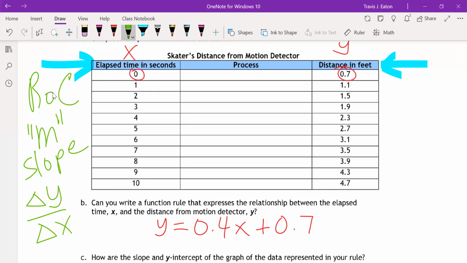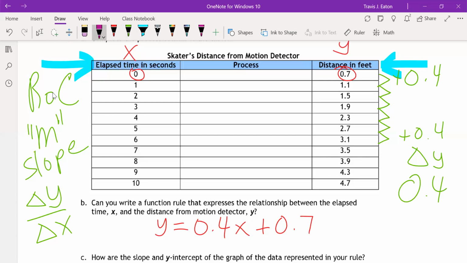So how do we get from 0.7 to 1.1? Well, we add 0.4. Absolutely, Braden. We add 0.4. Is it the same for every one of these? It absolutely is. Every one of these is adding 0.4. So our change in y is 0.4.